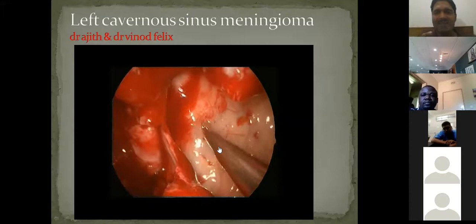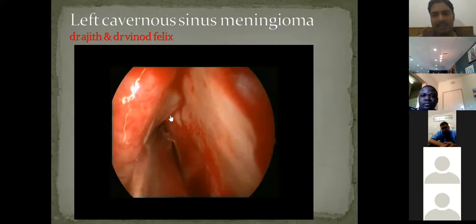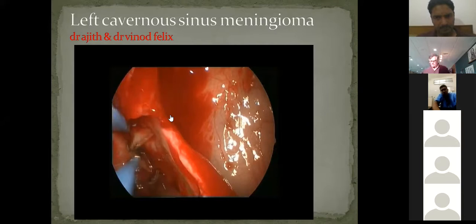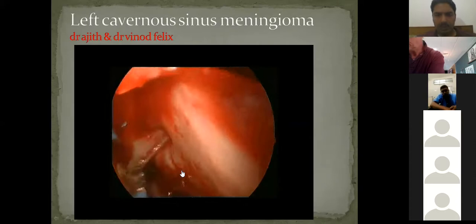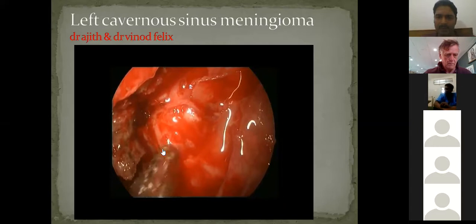So this is the sphenopalatine artery. This is the sphenopalatine artery there. We are going to cauterize the sphenopalatine artery. And that's the posterior wall of the maxillary sinus being removed. And now you are seeing the pterygopalatine fossa there. That's the pterygopalatine fossa. Now we are gently lateralizing the pterygopalatine fossa.